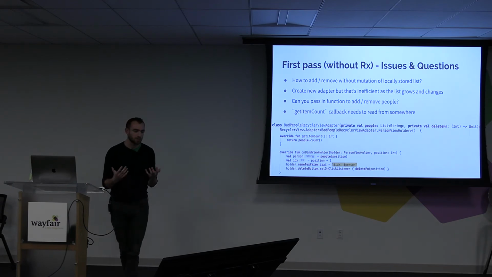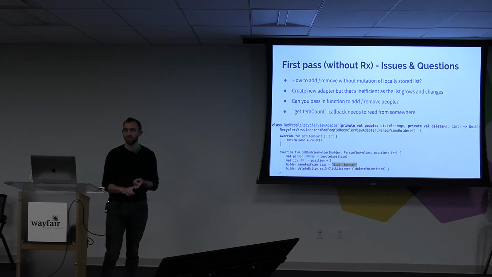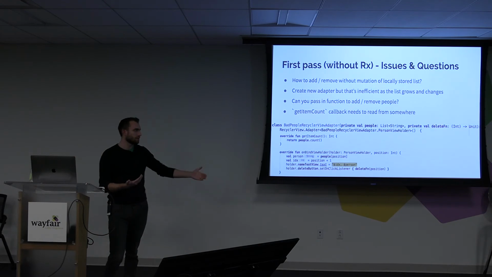And in my eyes, there were only two ways that it could read this information. It could either read it from an immutable list, but that means that we need to create a new adapter every time, or it could read it from a mutable list, but then we have to change the list. And again, that's going against what we're trying to do right now.